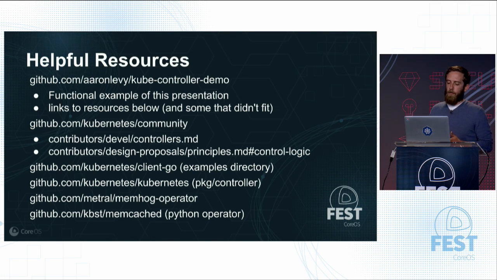And then again, a couple of my colleagues did some other examples, the memhog operator, which uses third-party resources, and then also wanted to call out a memcached operator, which was actually written in Python. So I know I've talked kind of exclusively about the client Go library, but these patterns and concepts can be expanded into other languages.